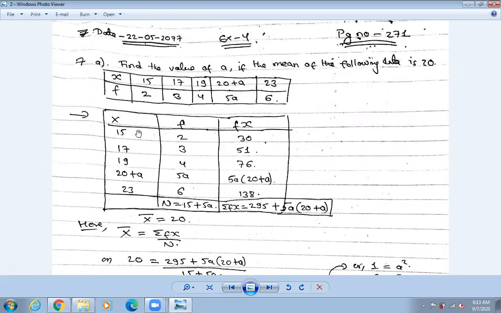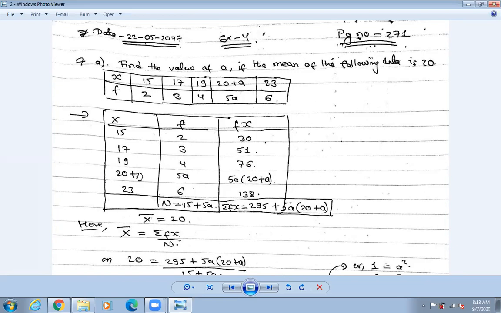As we know, we need to find out fx. Sorry, in case of mean we need to find out fx. So 15 into 2 becomes 30. 17 into 3 becomes 51. 19 into 4 becomes 76. And here there are two numbers.